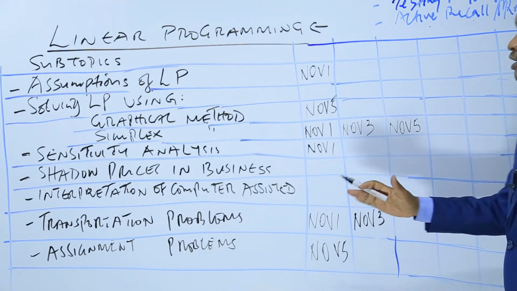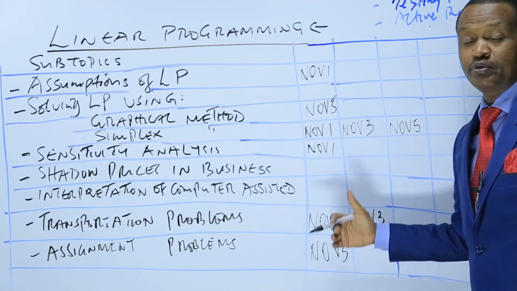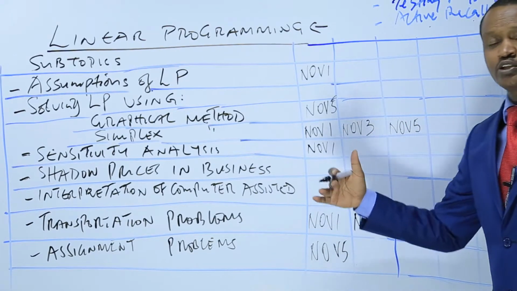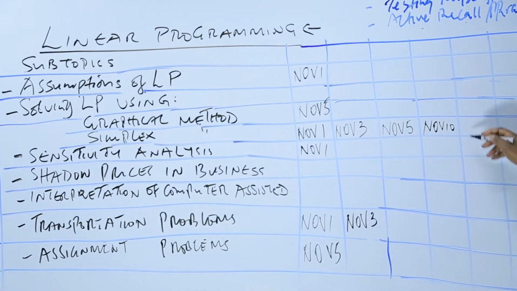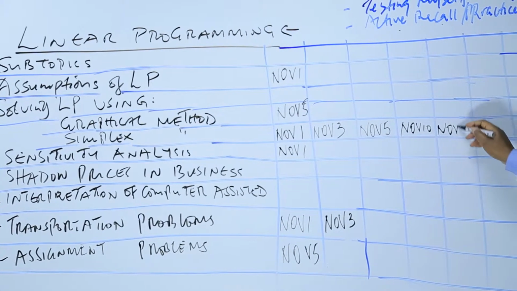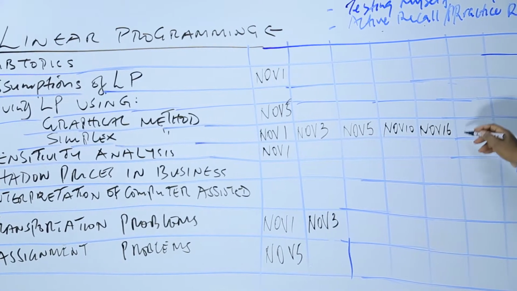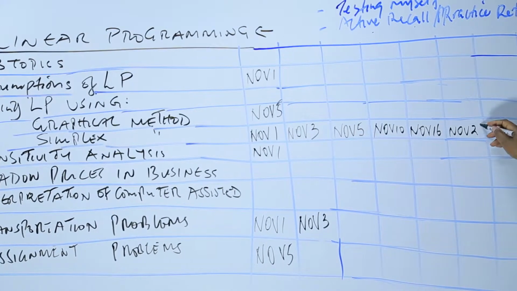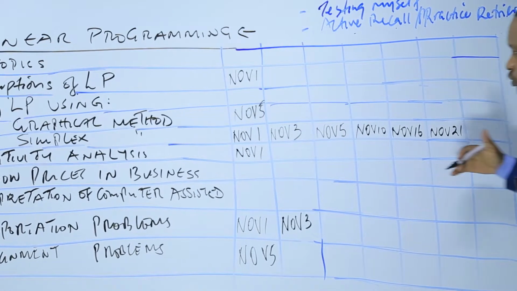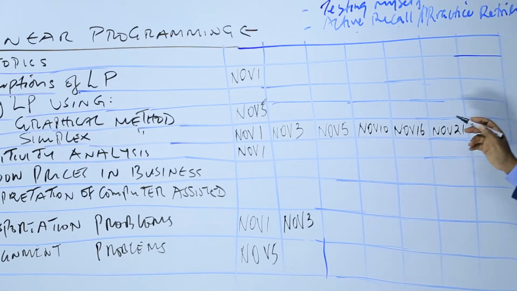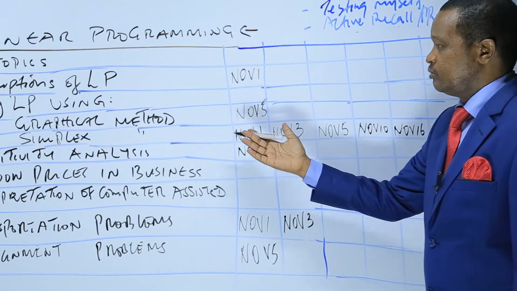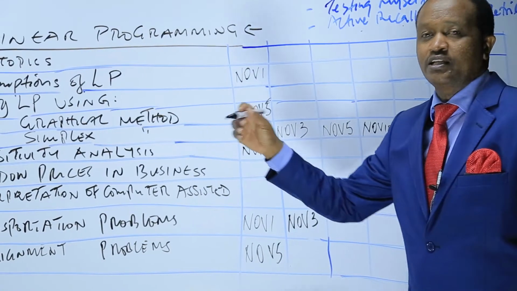You'll be able to know which subtopics to concentrate on, and that process continues. You can now see here we're just on November 5th. This can be repeated on November 10th. You can do this again on November 16. You can repeat it on November 21st. As you move towards the exam, you'll have done this subtopic 1, 2, 3, 4, 5, 6, 7 times. That will also be the case for these other subtopics and the other topics.